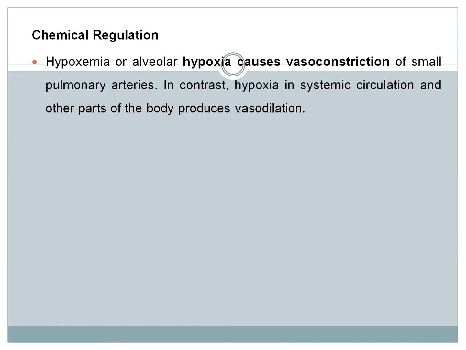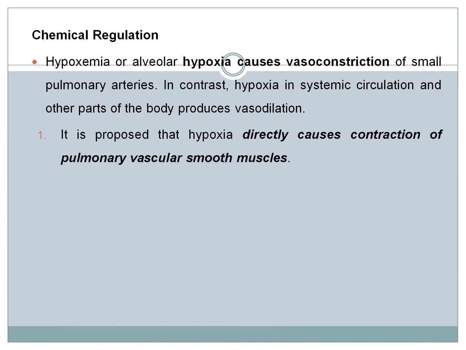The chemical regulation involves hypoxemia, also known as hypoxia. So whenever there is hypoxia, it causes vasoconstriction of the small arteries, and in contrast, hypoxia in systemic circulation and other parts causes vasodilatation. But in pulmonary circulation, whenever there is hypoxia, it causes vasoconstriction.